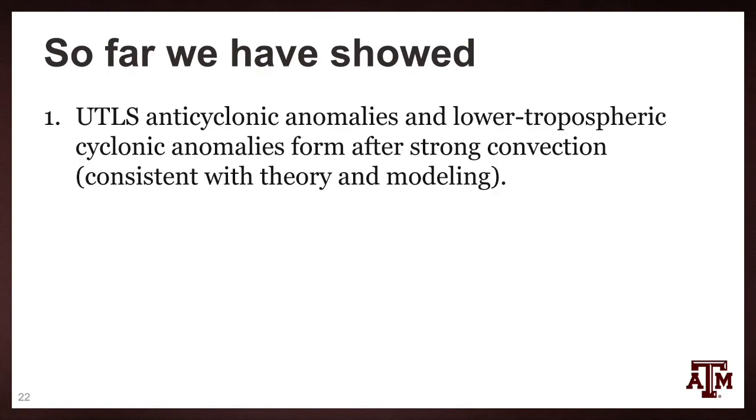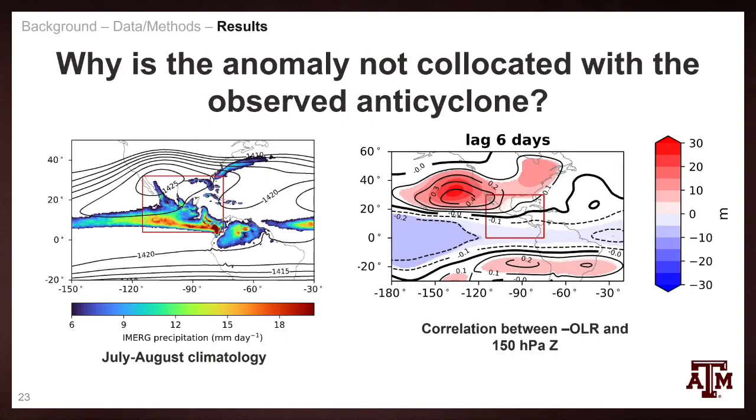So far we've been able to show that the anticyclone-cyclone pair forms after periods of strong convection. However, there is something quite odd here. This is the position of the anticyclone, whereas this is where we are finding the anomaly. And clearly, they are in different positions. So the anomaly that we see is about here, which is westward of the climatological anticyclone. And we wanted to try and show why this is happening.